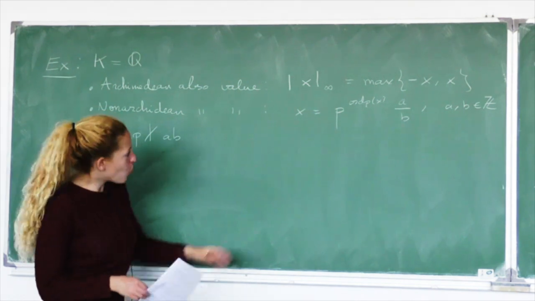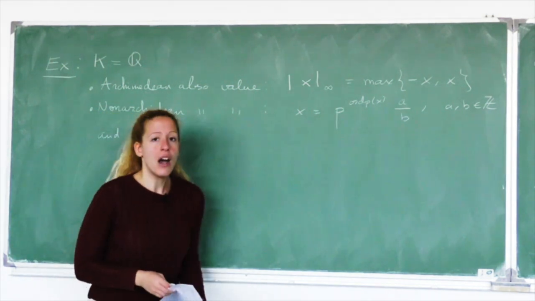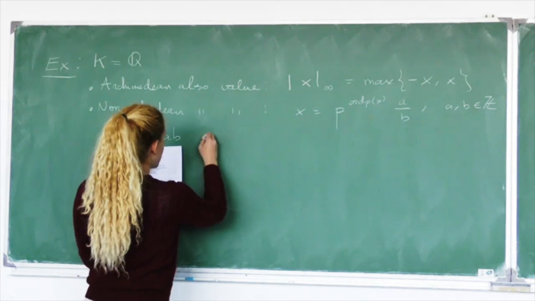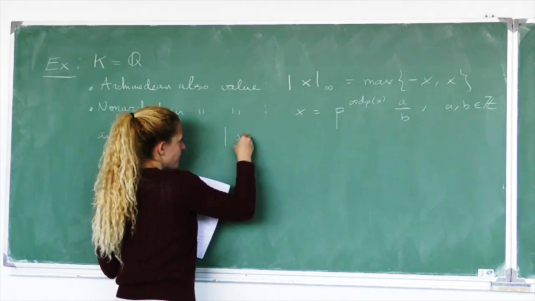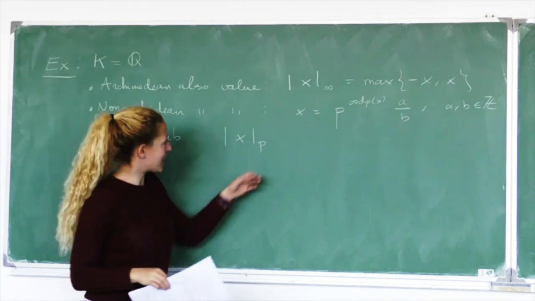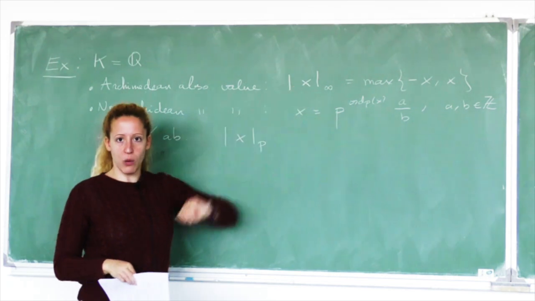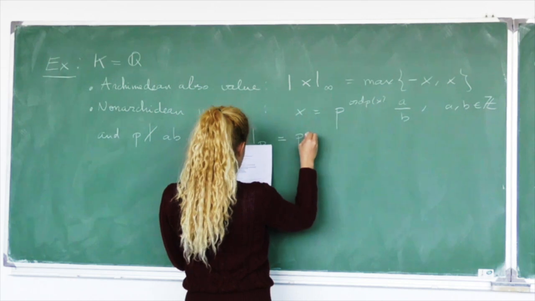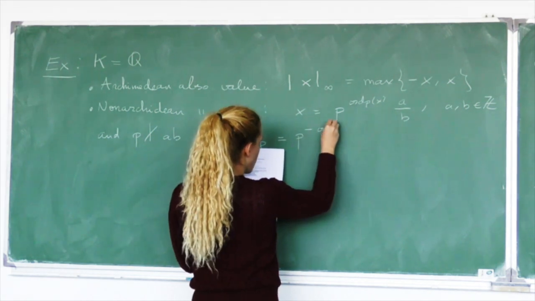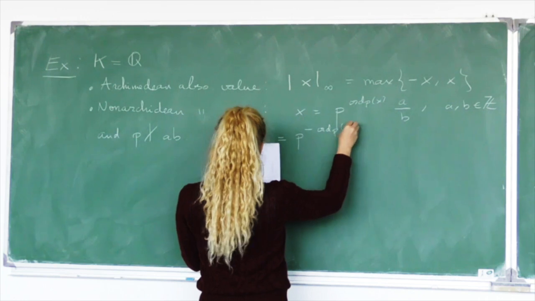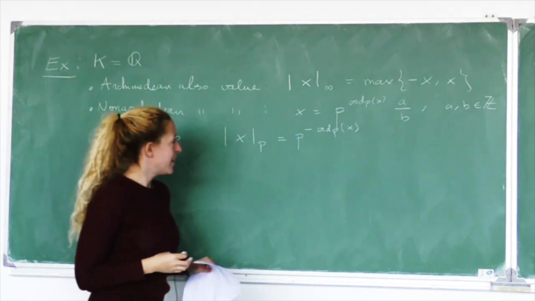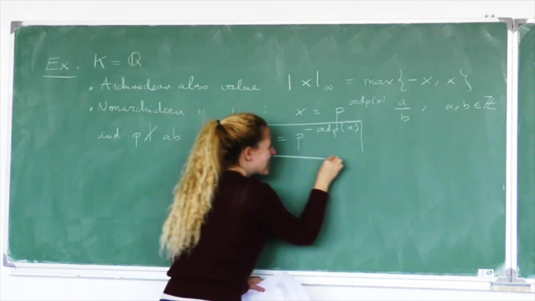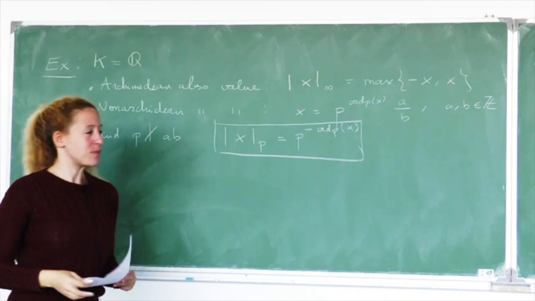Okay, so once I write x in this way, how do I define this absolute value? I define it in this way. I write a p here to make the distinction from the one that I have there. And now I do the definition. This is equal to p to the minus the order at p of x. Okay, keep this in mind. This is the definition, and this is very important.